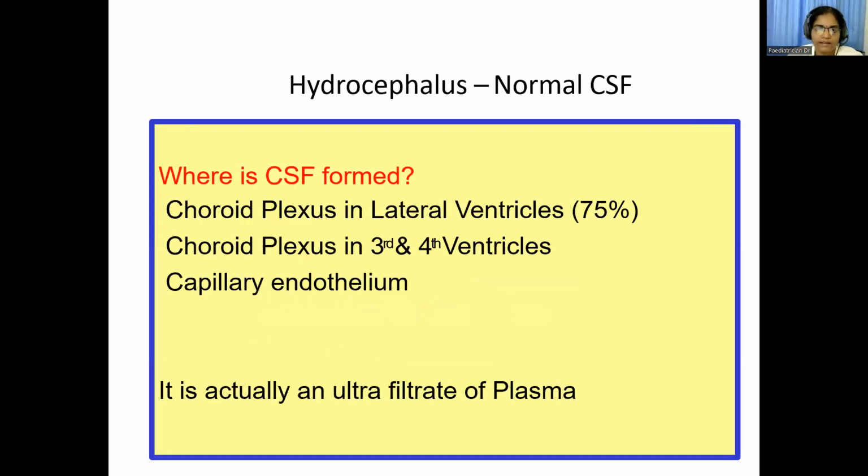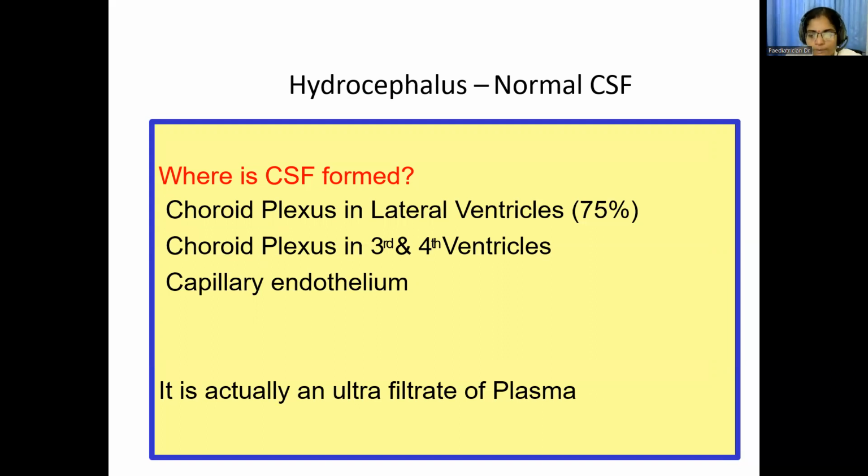So hydrocephalus. Normal CSF: how is the CSF formed? So let us look at the anatomy and physiology of CSF production. The choroid plexus in the lateral ventricles is a site for production of the CSF. The choroid plexus in the fourth and the third ventricles, as well as the capillary endothelium.